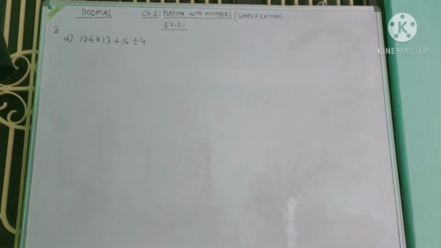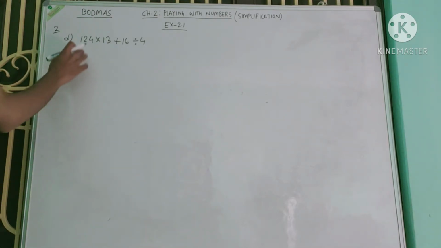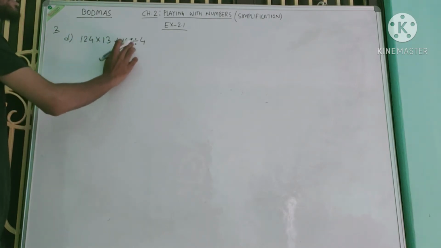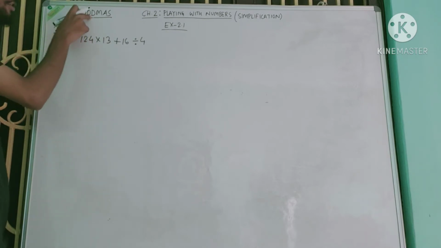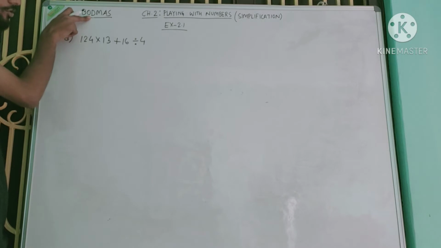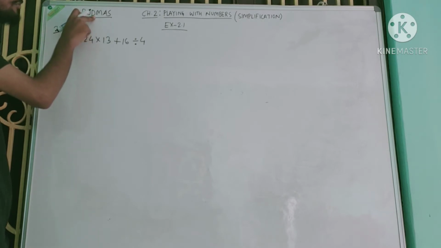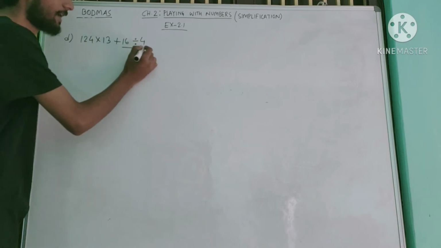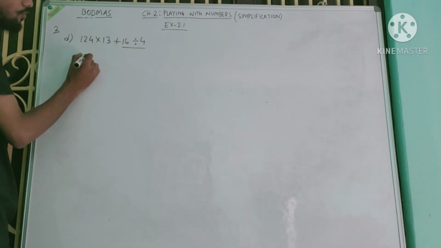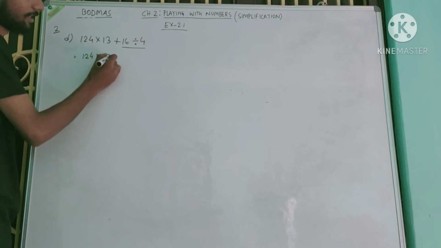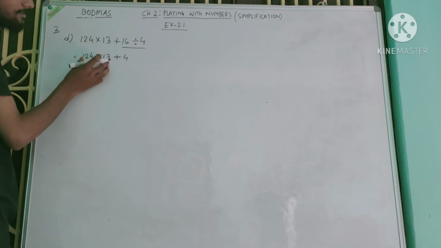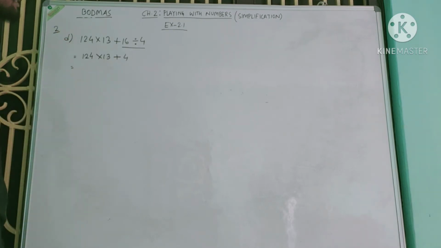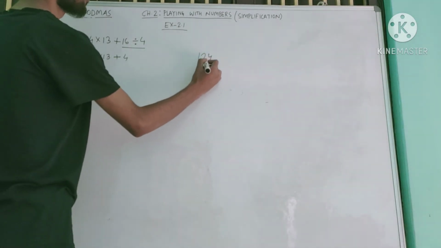Now we will solve question number D, which is 124 into 3 plus 16 divided by 4. Now first there is no bracket, so we'll move to the next portion, which is of. Then there are no of, which means we move to D, which is divide. The divide is here, so we will do 124 into 13 plus 16 divided by 4 is 4. Then there is multiplication. After the division is multiplication, so we have to multiply 124 into 13.